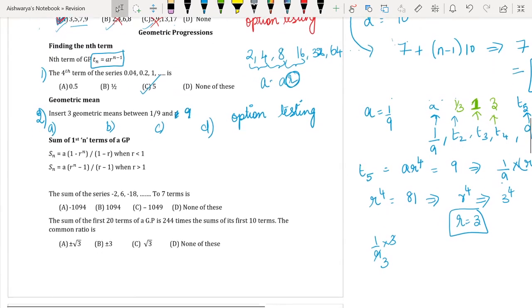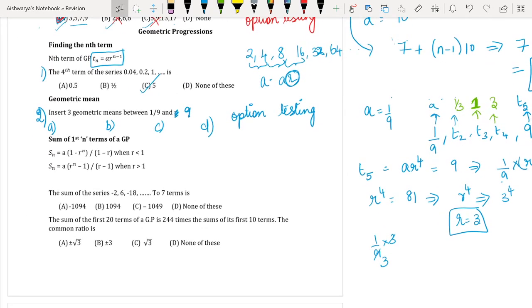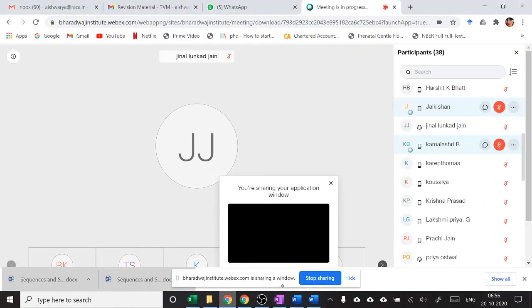So let us proceed to the sum of the first n terms of a GP. For the sum of the first n terms, you have two formulas. One is when R is less than 1 and the other when R is greater than 1. So let us go to the third question. We will see which formula to apply. Third and the fourth. Okay, come to the third one. We will have another volunteer read after Kausalya. Krishna Prasad.